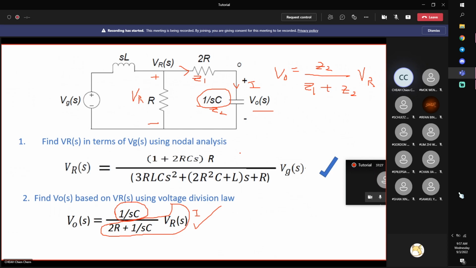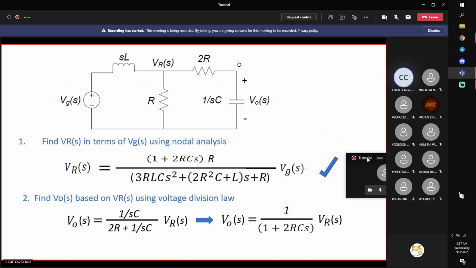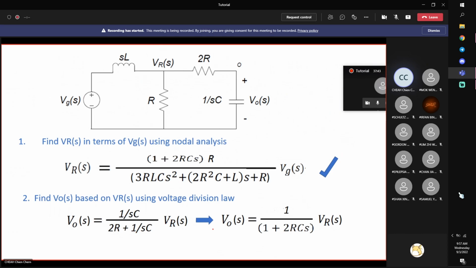Okay, which means that you should keep the method flexible, right, and be familiar with all the tools, so that you will be able to solve it. So finally, I invert this relationship to express VO in terms of VR. Okay, this is obtained by multiplying the numerator and denominator by SC, so as to get rid of the fractions. Any questions so far?